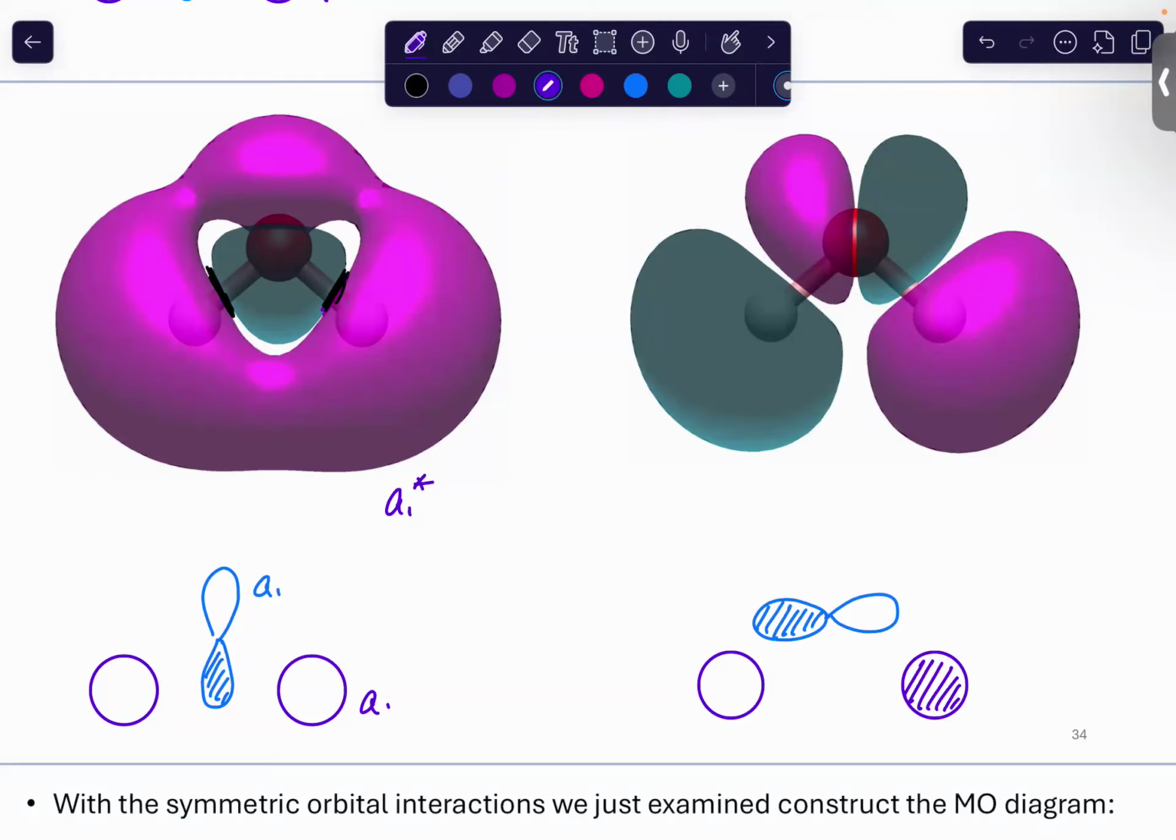Now, we remember that LGO2 is a B2. This PY is a B2. What do you think we have for the symmetry of this molecular orbital? That's the B2 antibonding, right? Mm-hmm. B2 star. So the book didn't put those in there. I like those ones.